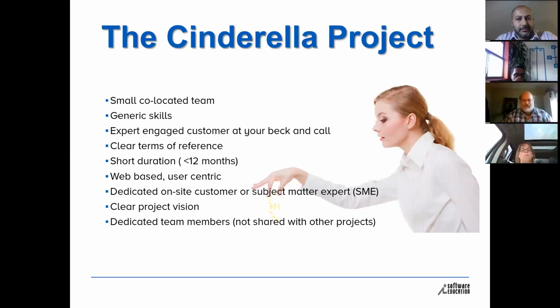This small team of six people or less, co-located with generic skill sets, a deeply engaged customer, clear terms of reference, short duration, web-based user-centric systems, not talking to technology, subject matter expertise available to us, clarity of vision, and absolutely dedicated team members. If you're in that environment, the product owner role as defined is beautiful. All of the characteristics that we talk about, that we get out of the simplest of Scrum teams, are wonderful.